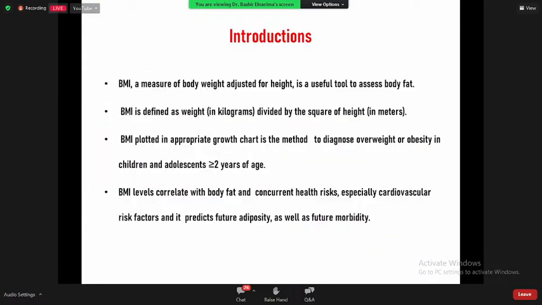Body mass index is a measure of body weight adjusted for height. It is a useful tool to assess body fat. Body mass index is defined as the weight in kilograms divided by the square of height in meters. Body mass index plotted on the appropriate growth chart is a method to diagnose overweight or obesity in children and adolescents aged 2 years and above. The body mass index level correlates with body fat and concurrent health risks, especially cardiovascular risk, and it predicts future obesity as well as morbidity from obesity.